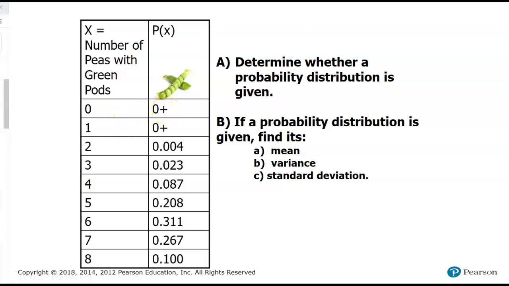So if there's any chance at all for it to happen, even however rare it is, we put 0 plus instead of 0. Having said that, mathematically, when you're multiplying, you will treat it as a 0, as just a normal 0. So give this one a try. First of all, go through the 3 criteria to determine whether it's a probability distribution. And then if it is, go ahead and find its mean, variance, and standard deviation.